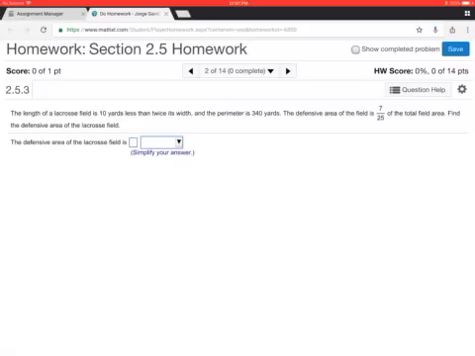All right, so what I'm going to do here is section 2.5, problem number 2. This problem is asking us to solve several things, but ultimately we have to find out the area of the defensive area of the field.